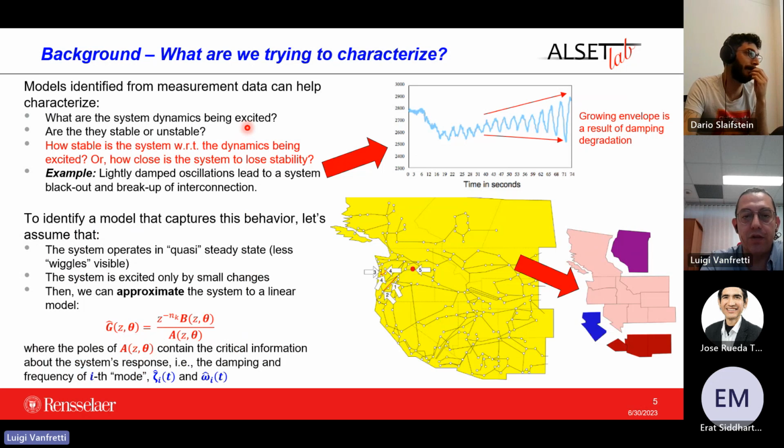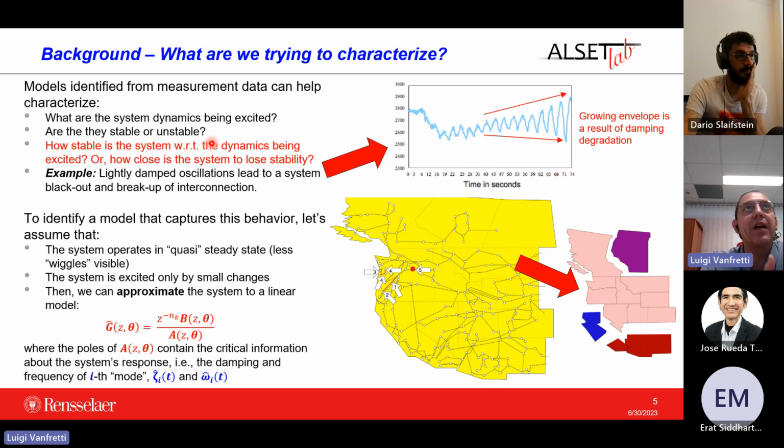So just to illustrate, what are we trying to characterize, where these measurements can help? It can help answer the dynamics of the system that are being excited. So here at the beginning of this recording, you could actually use this ambient data to characterize the damping deterioration that obviously you see here is going up. So this growing envelope is a result of damping degradation, and you can tell over time, if you take snapshots of data by rolling windows, if the system is becoming stable or unstable, and how much, right? So that's the quantification that we're doing.